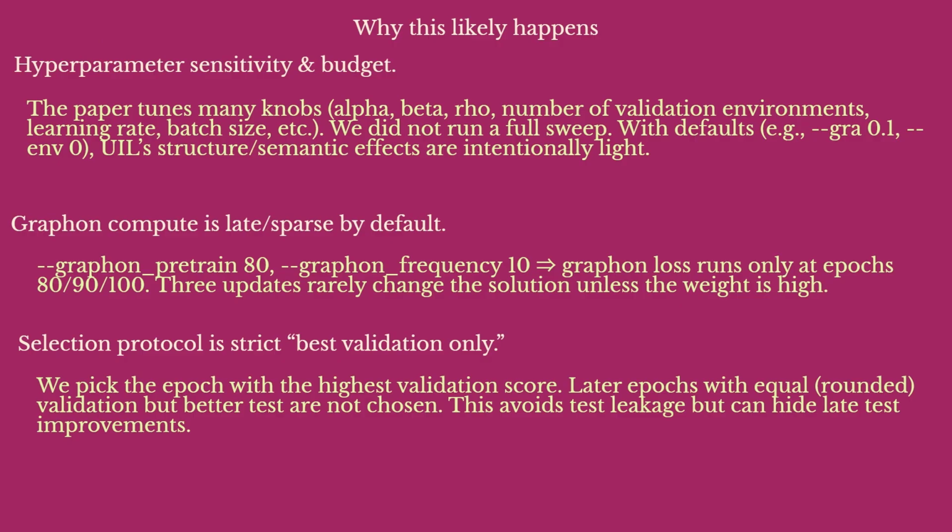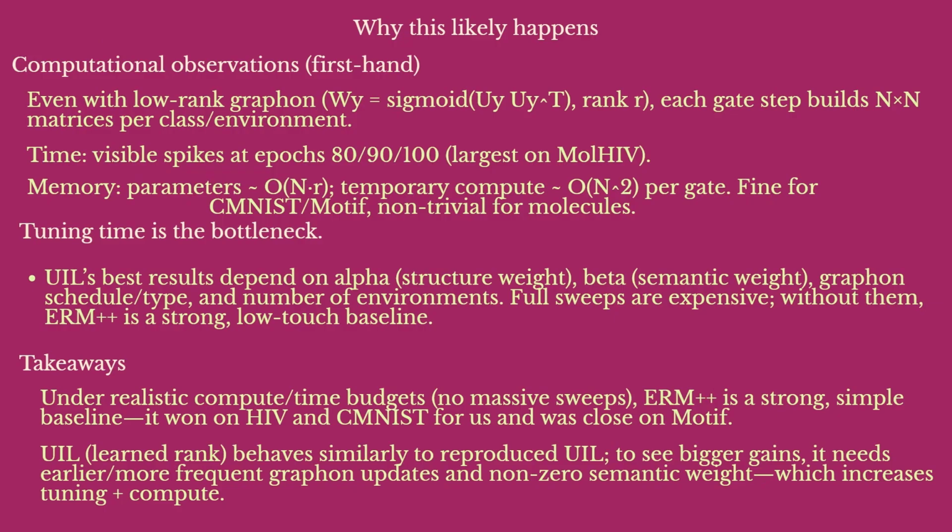Last is our strict best-validation selection. We pick the single highest-validation epoch, and later epochs with equal rounded validations but better tests aren't chosen, which avoids leakage but can hide late gains. On compute load, even with low-rank graphons, each gate step still touches n×n matrices per class and environment. The time spikes at epochs 80, 90, and 100 and was largest on HIV. The memory took O(n×r) with temporary compute of O(n²), which was fine for CMNIST but not trivial for molecules.